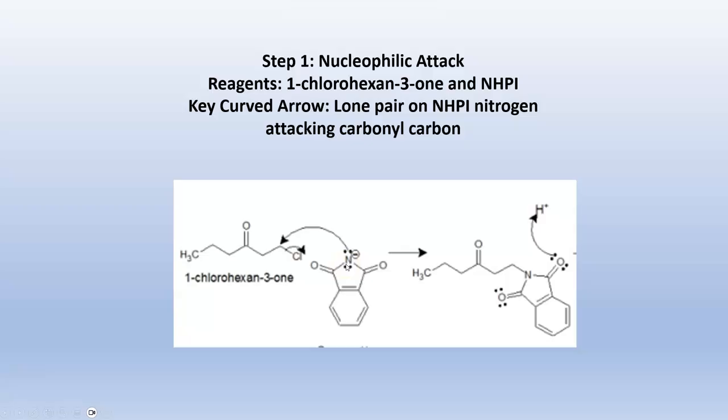The arrow shows electron flow from the nitrogen to the electrophilic carbonyl carbon, and simultaneously the pi electrons in the double bond between carbon and oxygen shift to the oxygen. What this does is form a tetrahedral intermediate and set up a classic addition-elimination mechanism, which is typical for an acyl substitution.